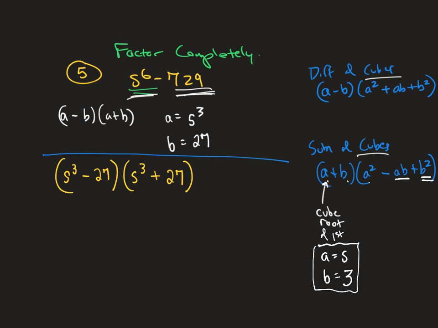So we're going to deal with this first one as if it's difference of cubes, because it is. So a minus b. And then the second part of it, a squared, which is s squared, plus ab. We're going to multiply s and 3. And then we're going to add b squared. So b is 3, so if we square that, we get 9.